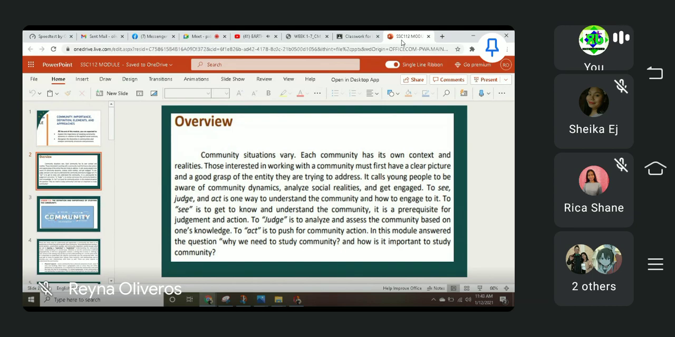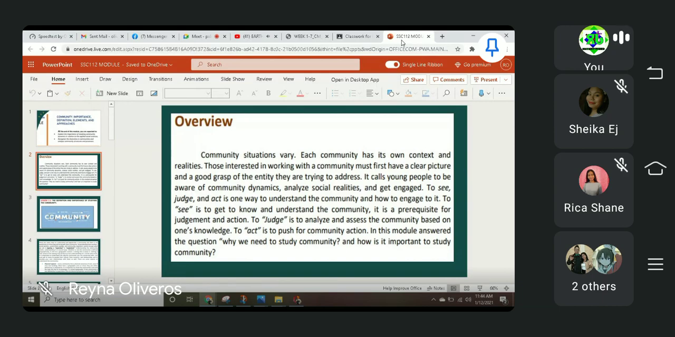Each community has its own context and realities, and those interested in working with the community must first have a clear picture and a good grasp of the entity they are trying to address. It calls young people to be aware of community dynamics, analyze social realities, and get engaged. So to see, judge, and act is one way to understand the community and how to engage with it. Sabi dito, to be enabled to see, you need to get to know and understand the community first.